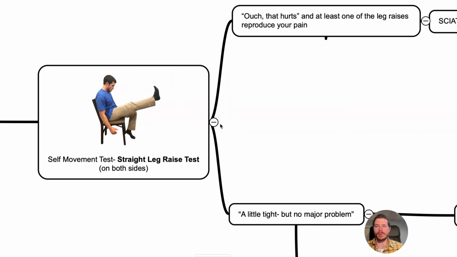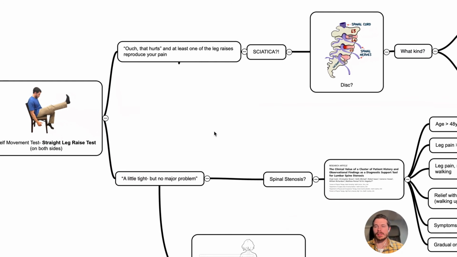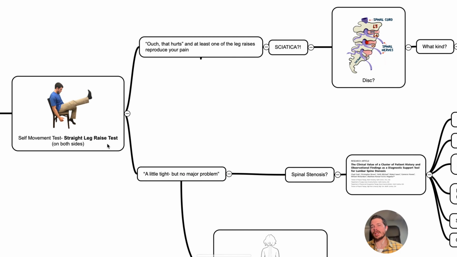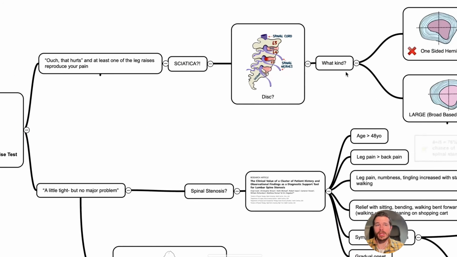And so what I want you to do is go ahead and do a self-movement test, which is the straight leg raise test, and I want you to do it on both sides. And you say, ouch, Charlie, that hurts, and at least one of those leg raises reproduces your pain, then chances are you have sciatica. And what could be causing both-sided buttock and or leg pain? Could be a disc problem.